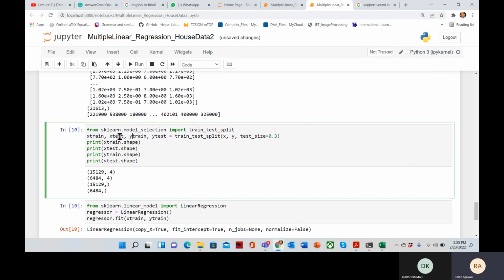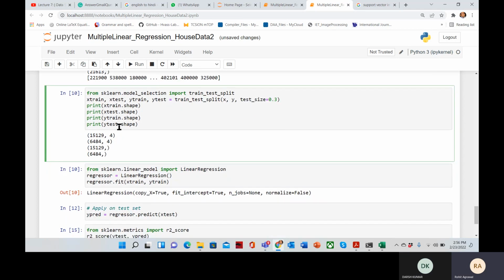X train, Y train, X test, Y test, train test, train test. Clear? This one is clear? Yes, sir. Now we will use this X train and Y train, and we will fit our model.